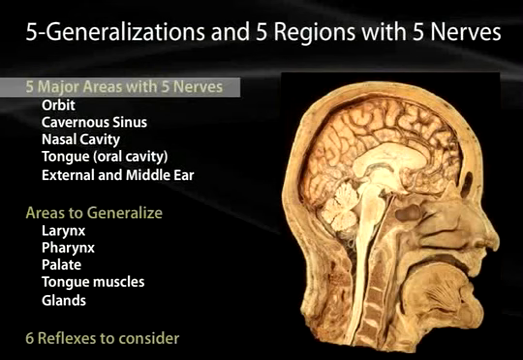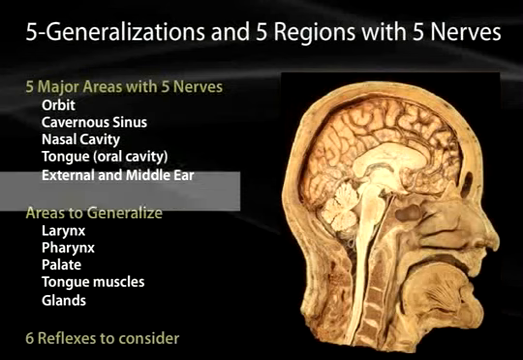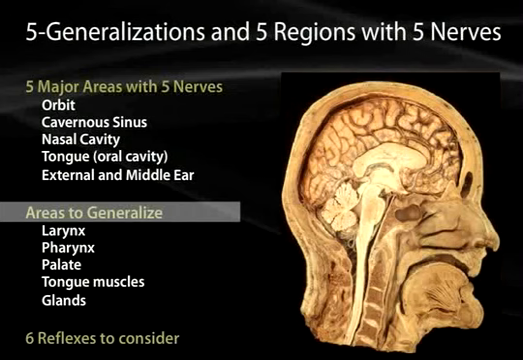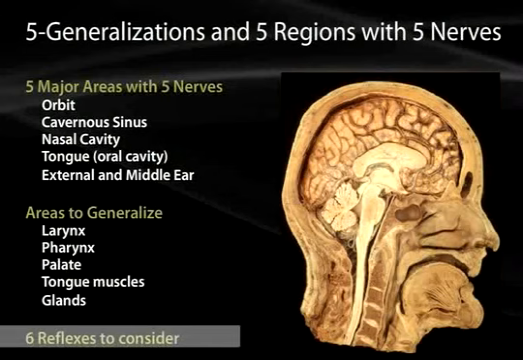First of all, what are the 5 major areas that we're going to deal with that have 5 major nerves? That's going to be our next segment. Well, there's the orbit, the cavernous sinus, the nasal cavity, tongue, and the external and middle ear, all of which have 5 nerves distributing to those areas. And then finally, we are having the areas that we want to make generalizations about, which we can do with the larynx, pharynx, palate, tongue, and glands of the head and neck. And to end off, we'll stop with the 6 reflexes to consider in the head and neck.